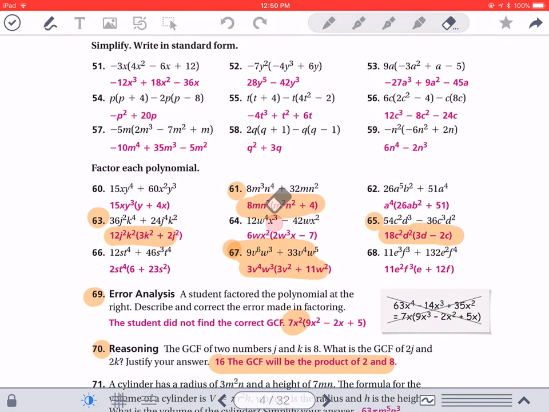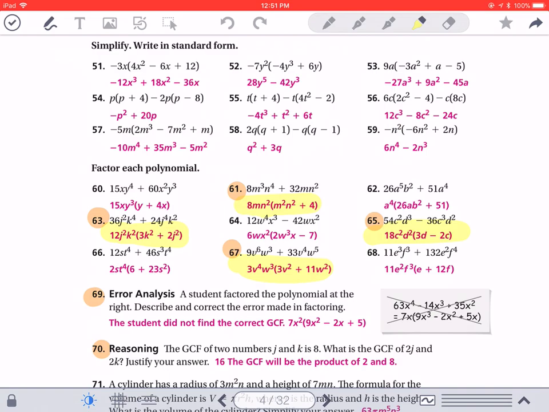Then we did a couple problems down here. 61, factor out 8mn squared. What you're left with is m squared n squared plus 4. 63, factor out a 12g squared k squared. What you're left with is 3k squared plus 2j squared. 65, factor out an 18c squared d squared. Multiply that by 3d minus 2c.